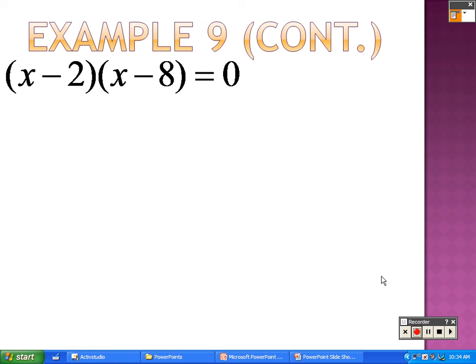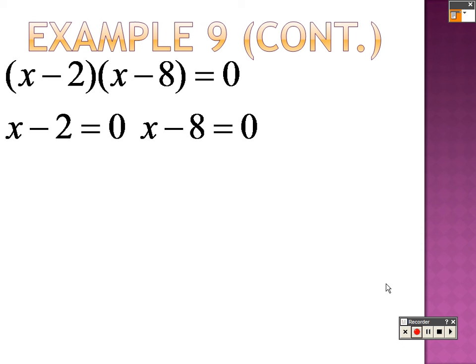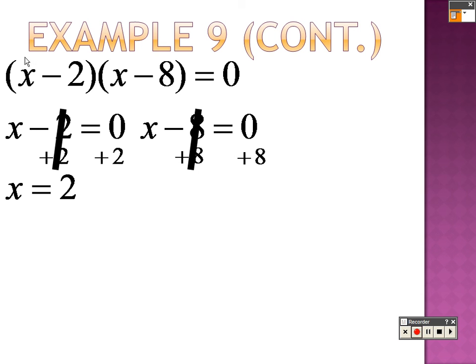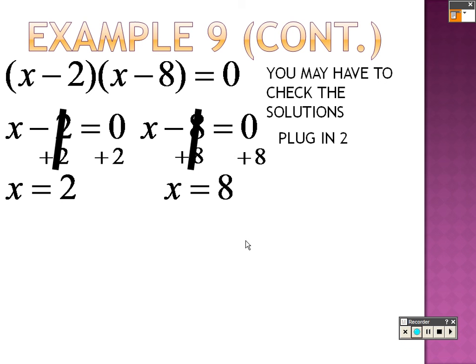So we see what makes those 0. Separate them. As I said, just do the opposite. So if you didn't show all this work, remember, it's the opposite. That's the answer. Opposite of negative 2 is 2. Opposite of negative 8 is 8. So those are the answers. But you have to check your solutions.